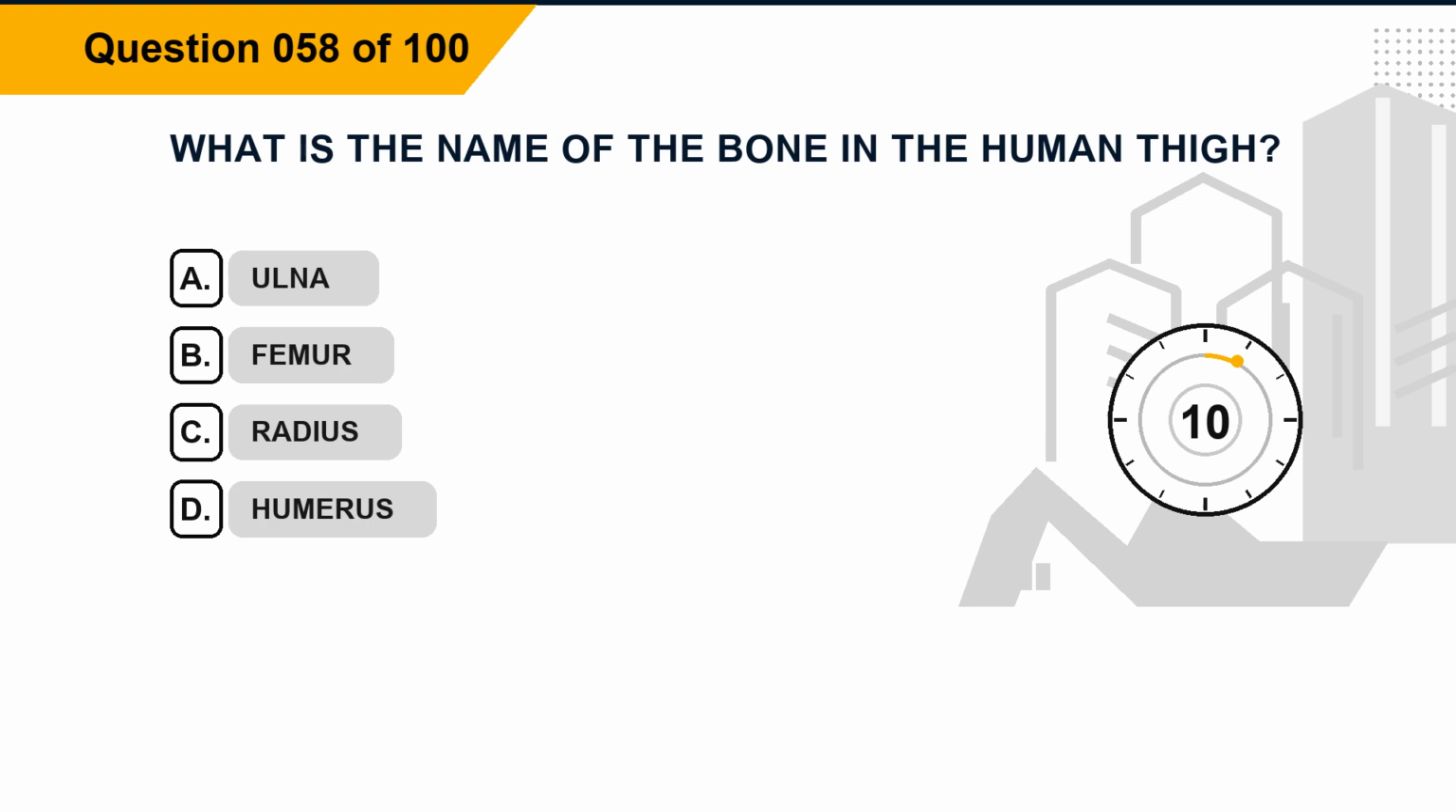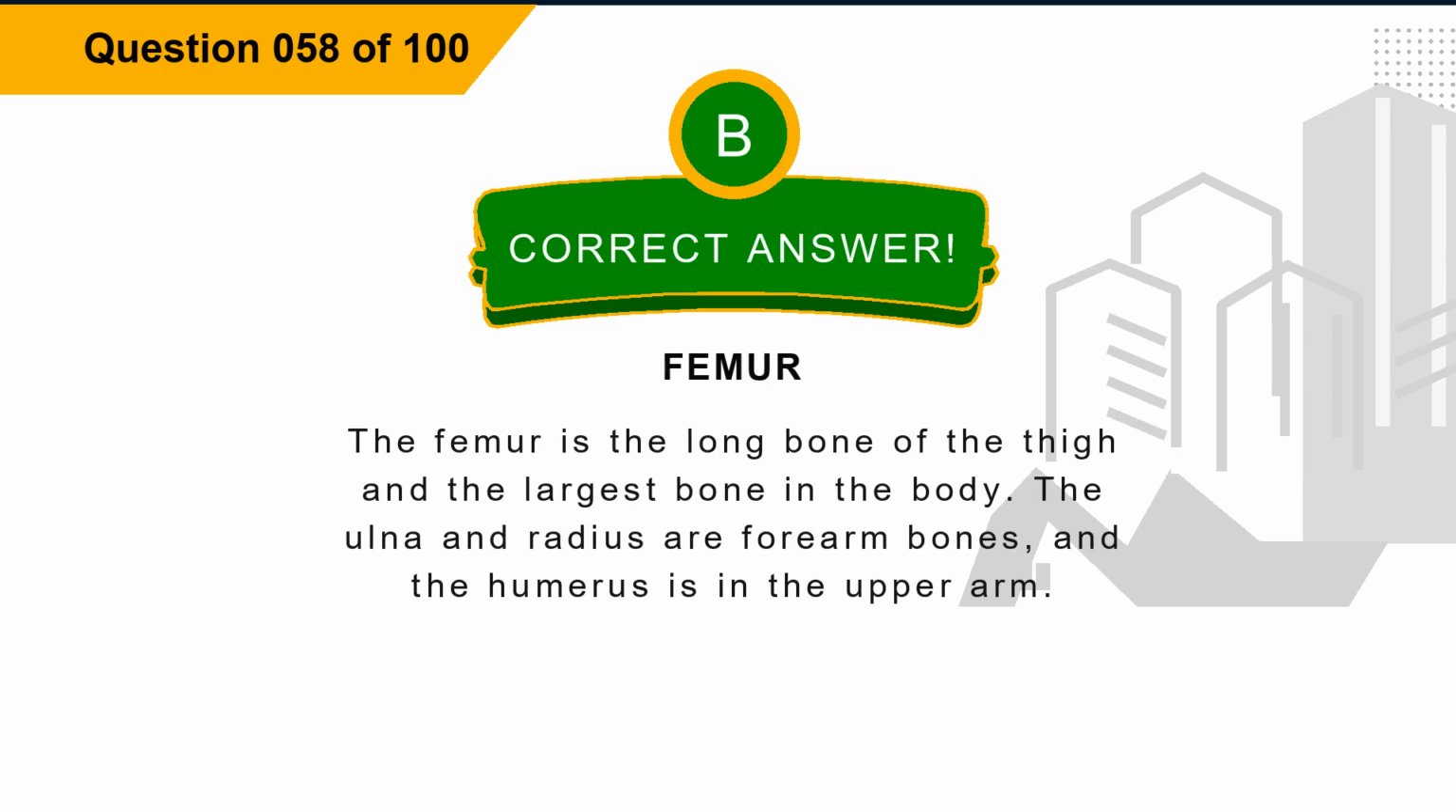Question 58. What is the name of the bone in the human thigh? Option A, ulna. Option B, femur. Option C, radius. Option D, humerus. The correct answer is option B, femur. Explanation. The femur is the long bone of the thigh and the largest bone in the body. The ulna and radius are forearm bones, and the humerus is in the upper arm.